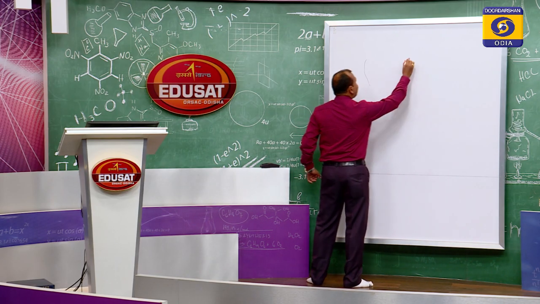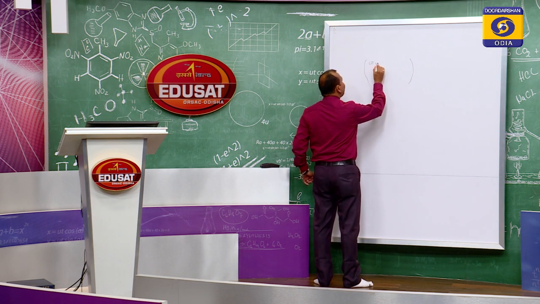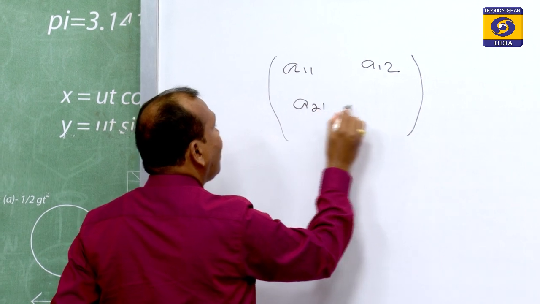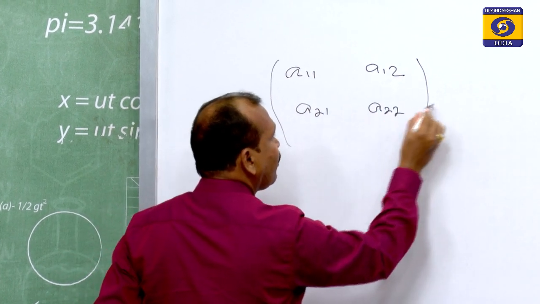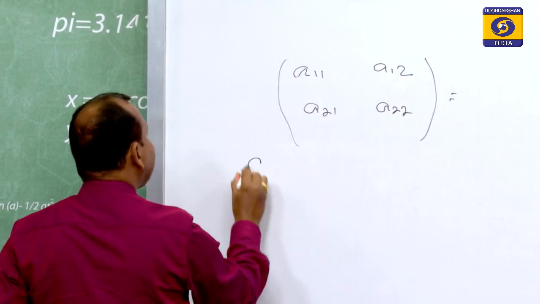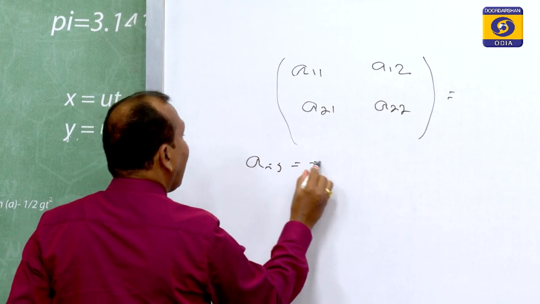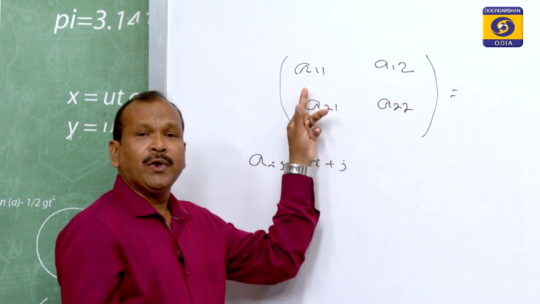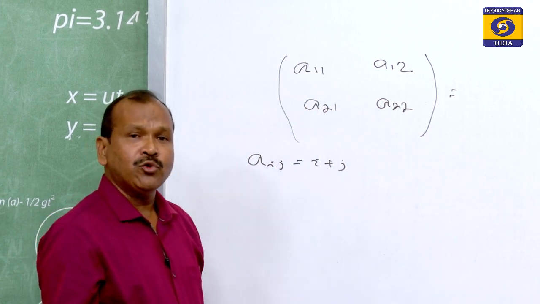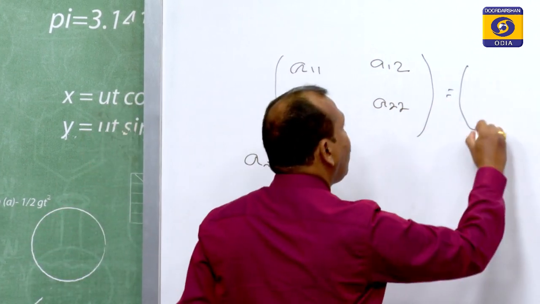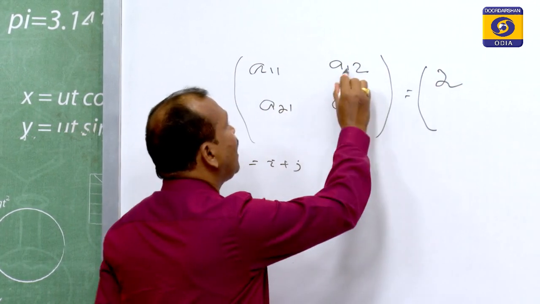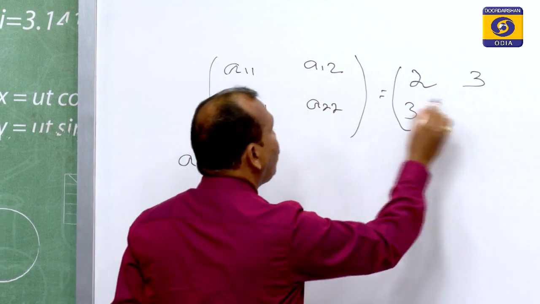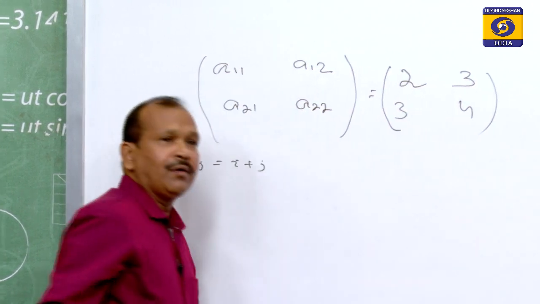a11, a12, a21, a22 in that form. Here aij is given as i plus j. In that case, i becomes 1 and j becomes 1, so that becomes 1 plus 1, which is 2. 1 plus 2 is equal to 3, 2 plus 1 becomes 3 and 2 plus 2 is equal to 4.